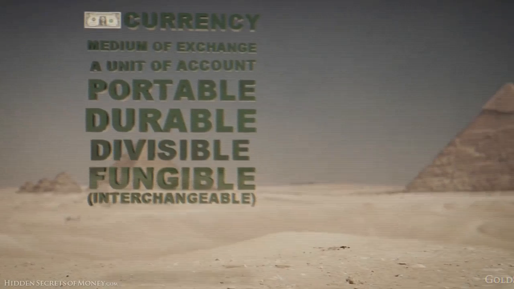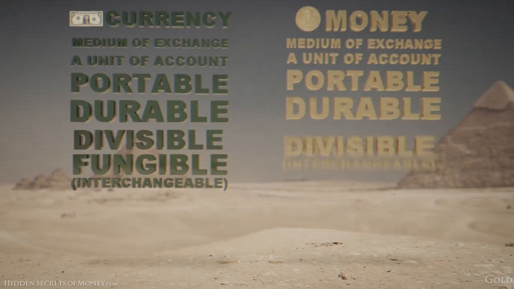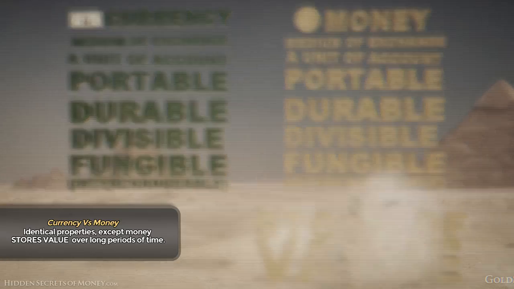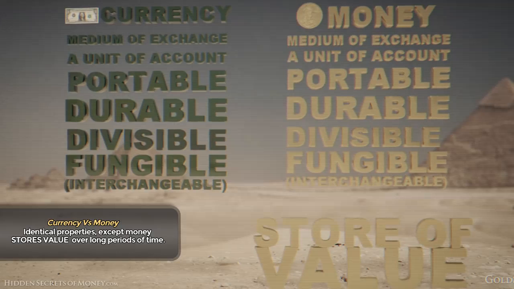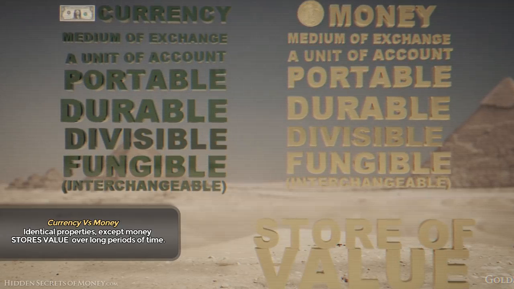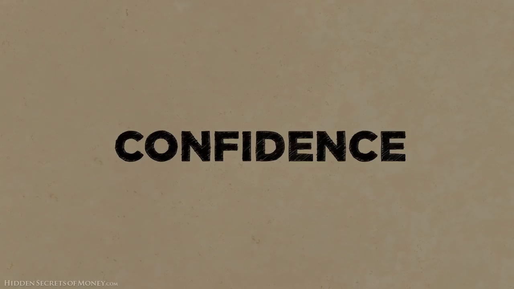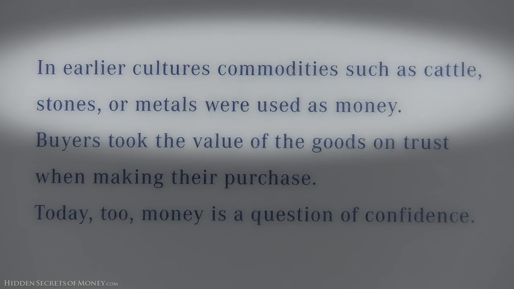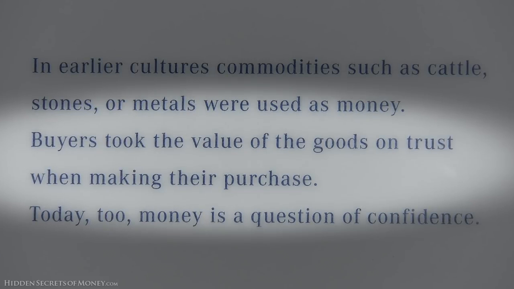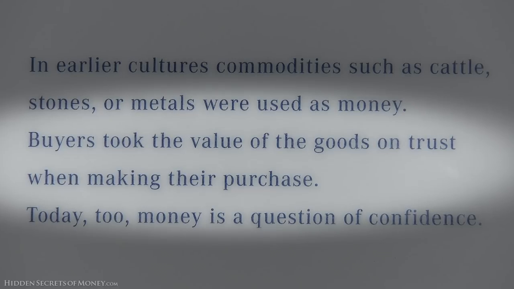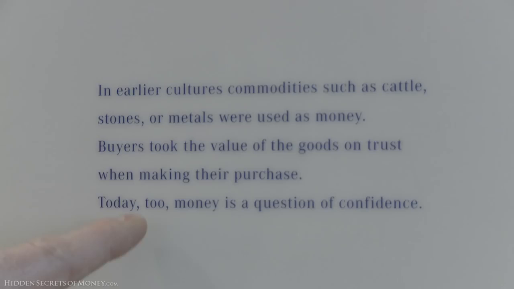In episode 1, we learned that real money has to fulfill certain properties in order to function. But 2,600 years after its emergence, people still confuse money with currency, even the so-called experts. So they've got here some of the things about what money is. The first example here is "money is whatever goes." So, in earlier cultures, commodities such as cattle, stones, or metals were used as money. Buyers took the value of the goods on trust when making their purchase. Today, too, money is a question of confidence.